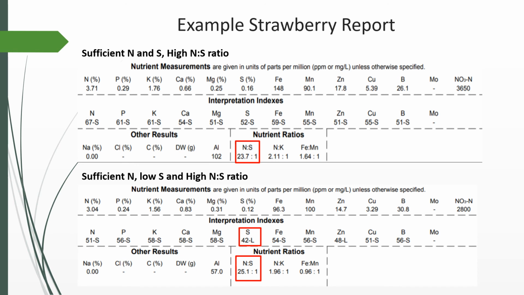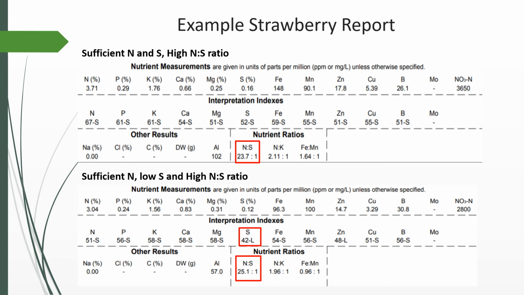The next example shows a low sulfur index, which is at an index of 42, with a sufficient nitrogen level at an index of 51 and a high NS ratio at 25 to 1. With sulfur being low, this leads to poor utilization of nitrogen and sulfur. The corrective action is the same as mentioned previously.